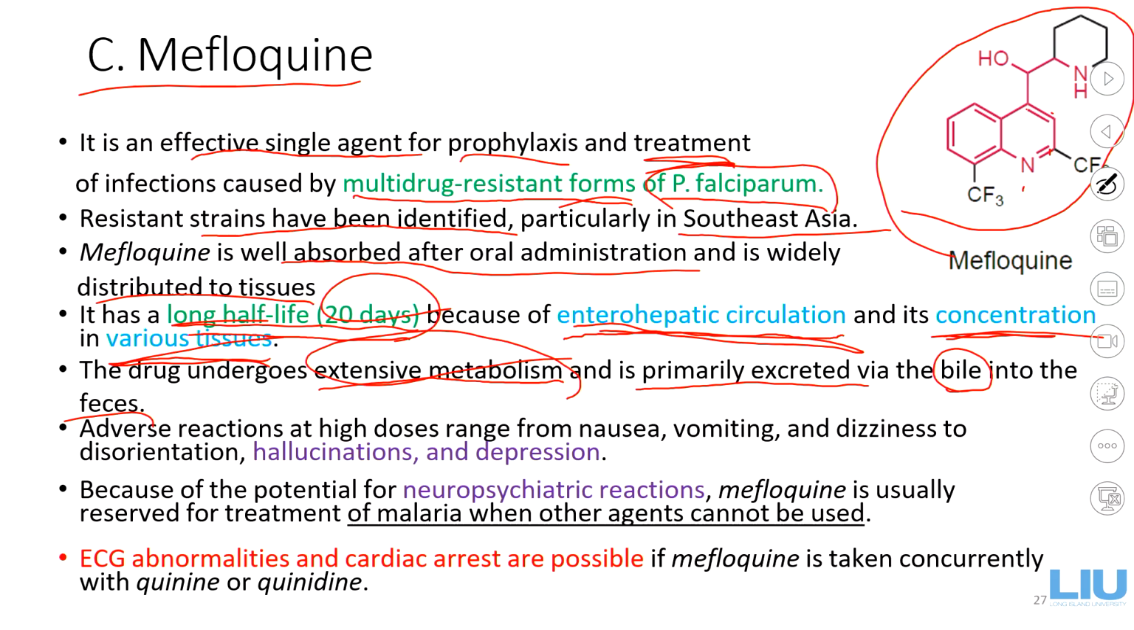Extensive metabolism in the liver. What does this information help us with? Exactly, liver failure. Somebody who has liver failure, we should be watching for that. It's primarily excreted into the bile. How does that information help us? Again, if somebody has liver failure, you would be careful.